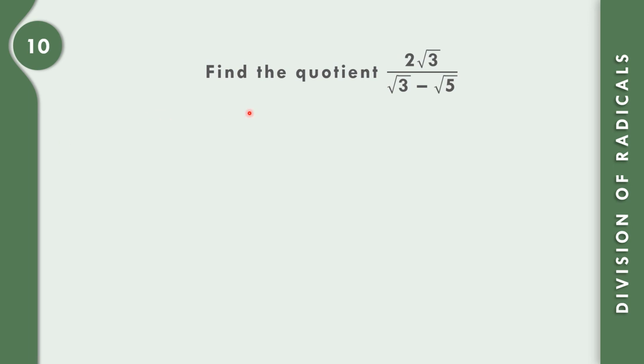How about number 10? Find the quotient 2 square root of 3 all over square root of 3 minus square root of 5. So the number to be multiplied for the numerator and denominator, that is the square root of 3 plus square root of 5. So, yun yung gagamitin natin. So, minus to, kaya magiging plus.